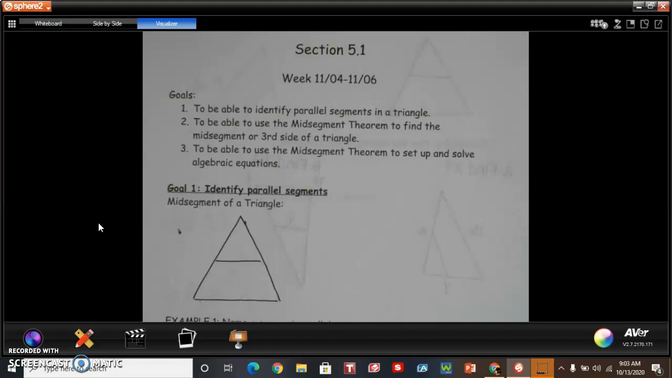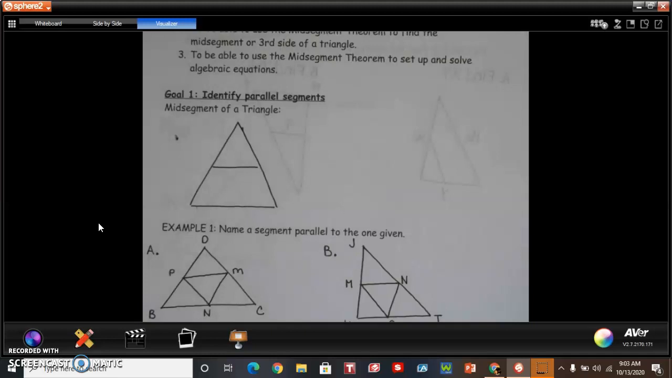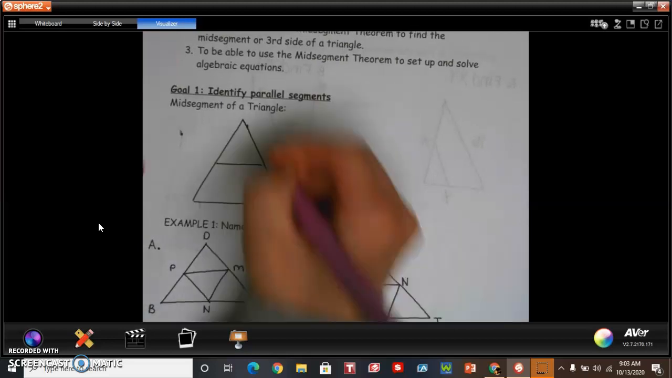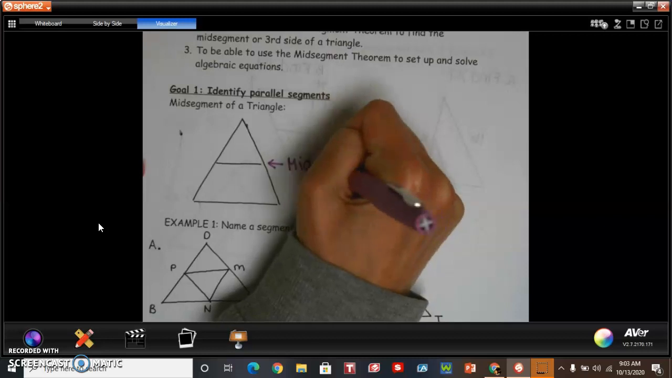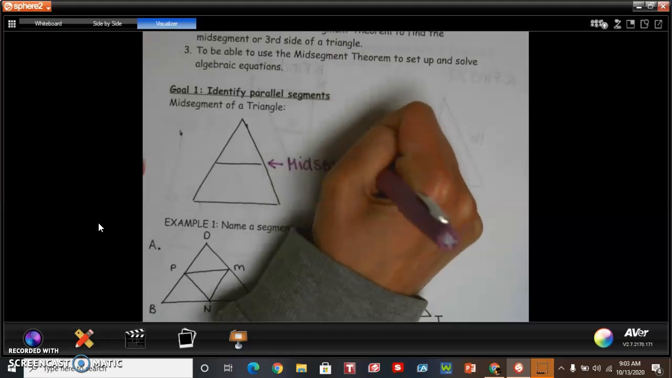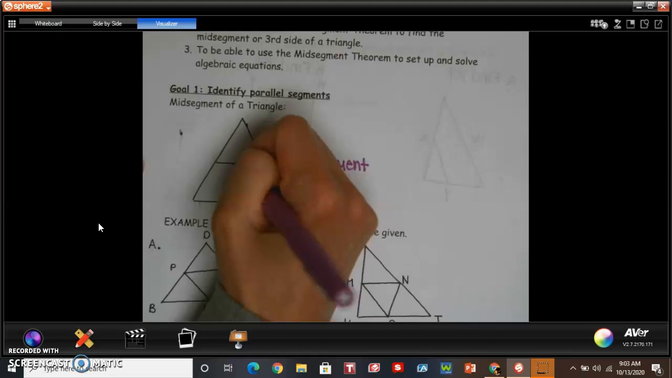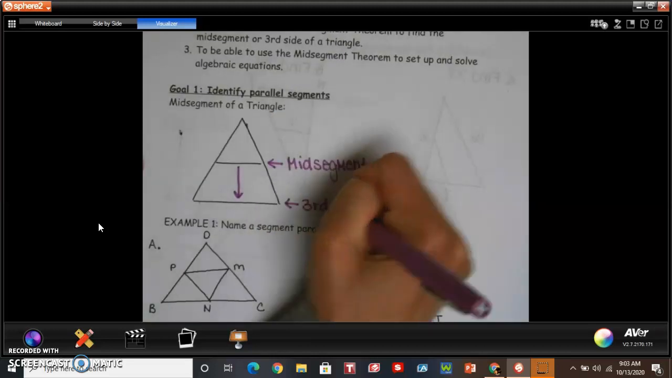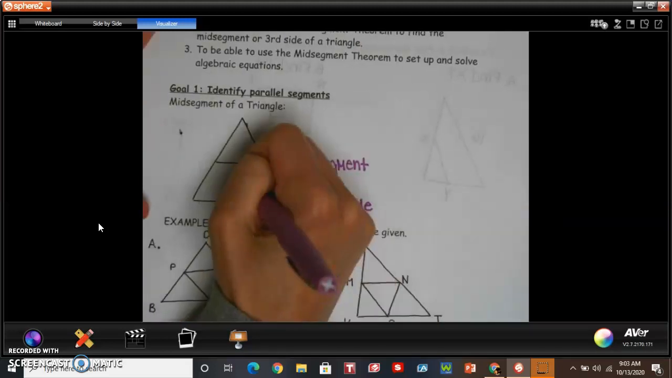So first we need to define exactly what a midsegment is and what its parallel sides are. So when you have a triangle and then you have a segment that's kind of appearing in the middle, this right here is called your midsegment. Just think of it as the segment in the middle of your triangle, okay? So if this is your midsegment, what it is always parallel to is the segment that is across from it. This is known as the third side, and vice versa. These are always going to be parallel.